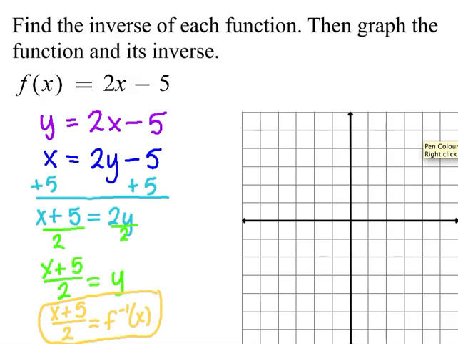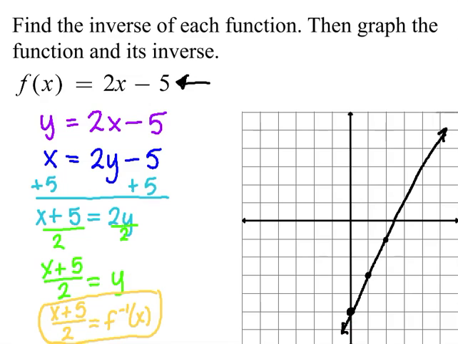Let's look at this. What's the y-intercept in that? -5. What's the slope? 2. So here we go. There's my line. Oops, I missed that point there. So that's what the original line looks like.